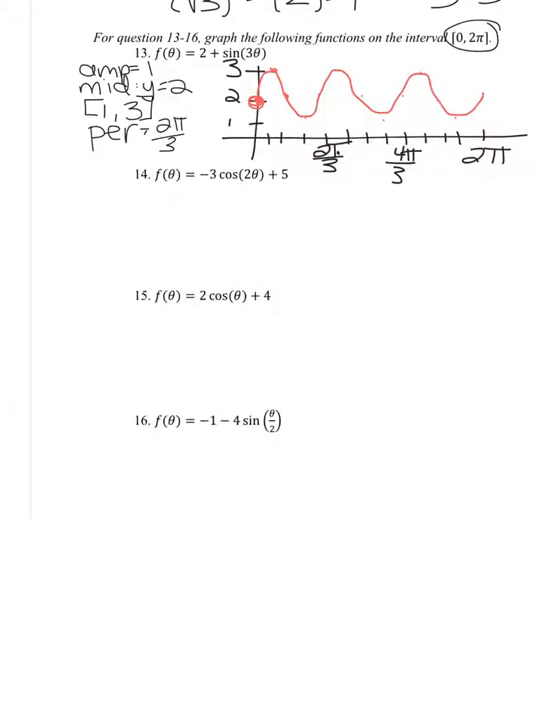Number 14. Same information. I need the amplitude, the midline, the range, and then the period. So the amplitude is going to be 3. The midline is y equals 5. The period is 2 pi over 2, which is pi.